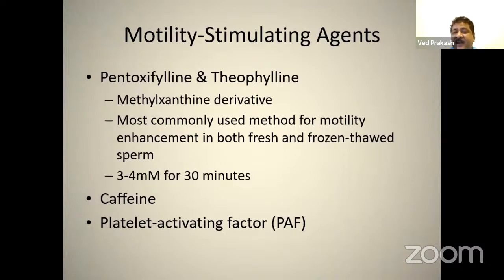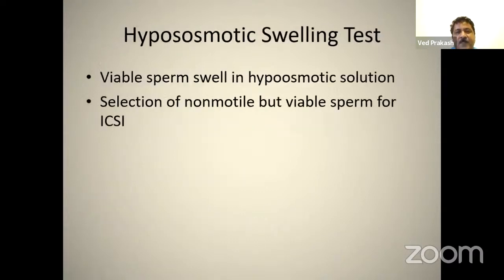Motility stimulating agents are pentoxifylline and theophylline. They are basically methylxanthine derivatives. This is the most commonly used method for motility enhancement in both fresh and frozen-thawed sperm, and 3 to 4 mM is used for 30 minutes. After 30 minutes you can see the sperm start moving, and you can easily pick up the sperm. Caffeine and platelet activating factor are not used by many people; these are only research based. In the hypoosmotic swelling test, as I told you, we use a hypoosmotic solution, and viable sperm will swell and the tail will curl. When you see the tail is curled, then you can choose that sperm, which shows that the membrane is intact, and you can use that sperm for ICSI.